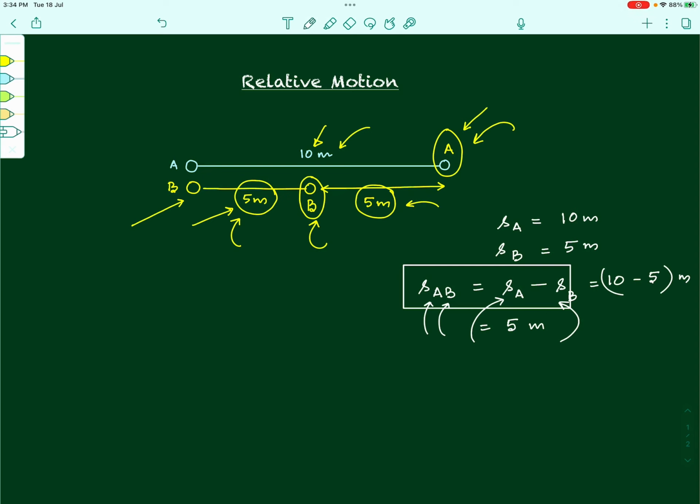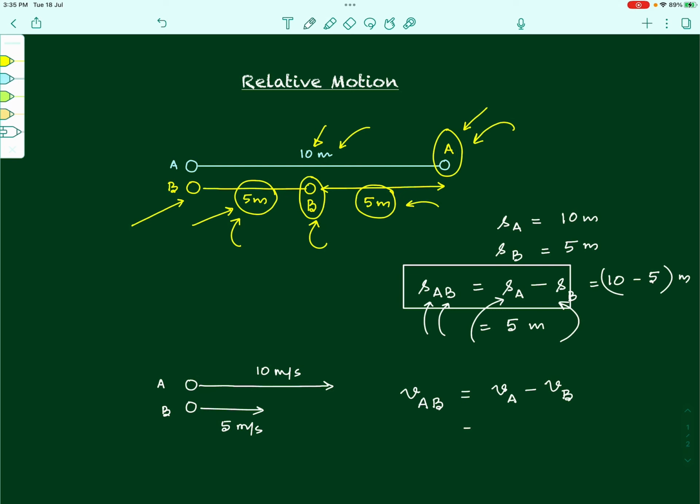Let's say, for example, we have a car A which is running with a speed of 10 meters per second towards the right, and another car B which is running with a speed of 5 meters per second towards the right on the same road, moving one next to the other. If we want to find the velocity of A as seen by B, or with respect to B, by definition it will be velocity of A minus velocity of B, from the same argument that we made for displacement above.